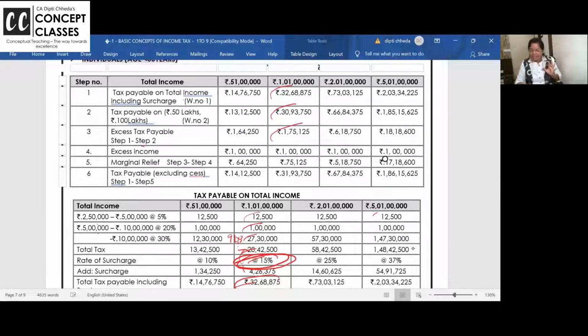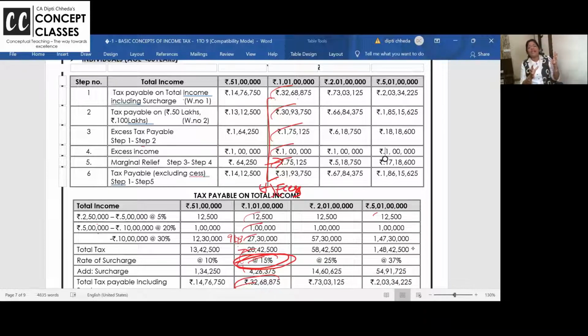How much excess tax are you paying? 1 lakh 75, because your income just exceeded 1 crore by 1 lakh. With 1 lakh income increase, the surcharge rate went up to 15% instead of 10%. So I want a relief of 75, 125. Yes. Now what will be your tax payable? 3268 minus the relief, this. Now add ESES here. So once you calculate the marginal relief, last you add ESES.